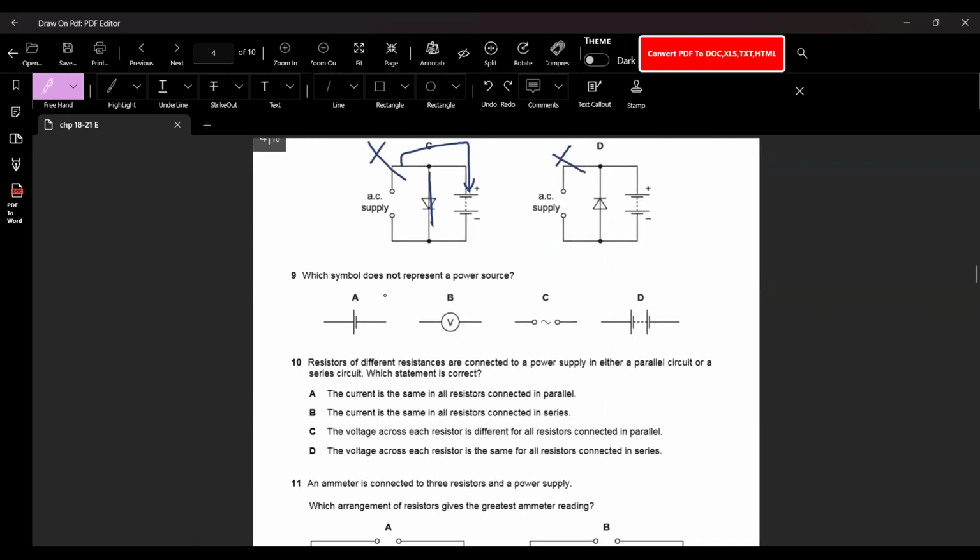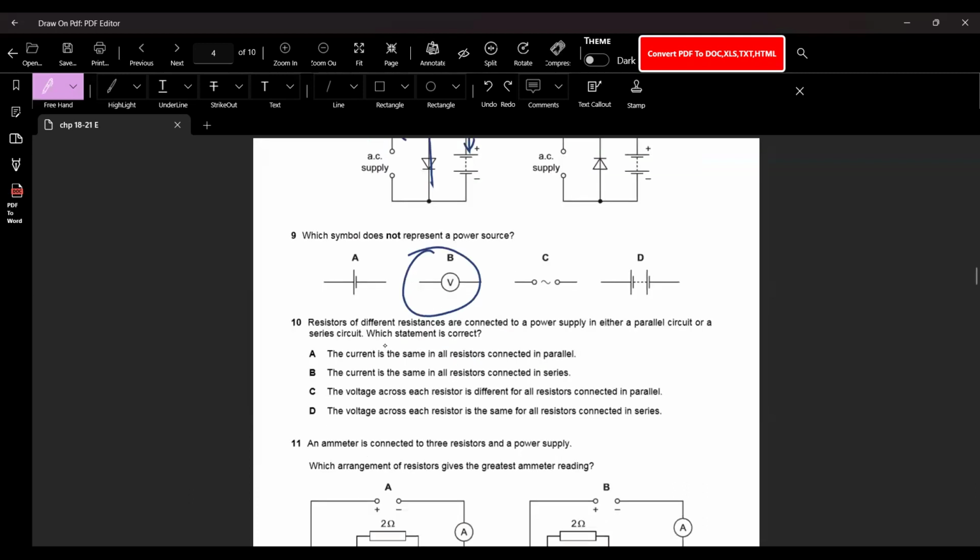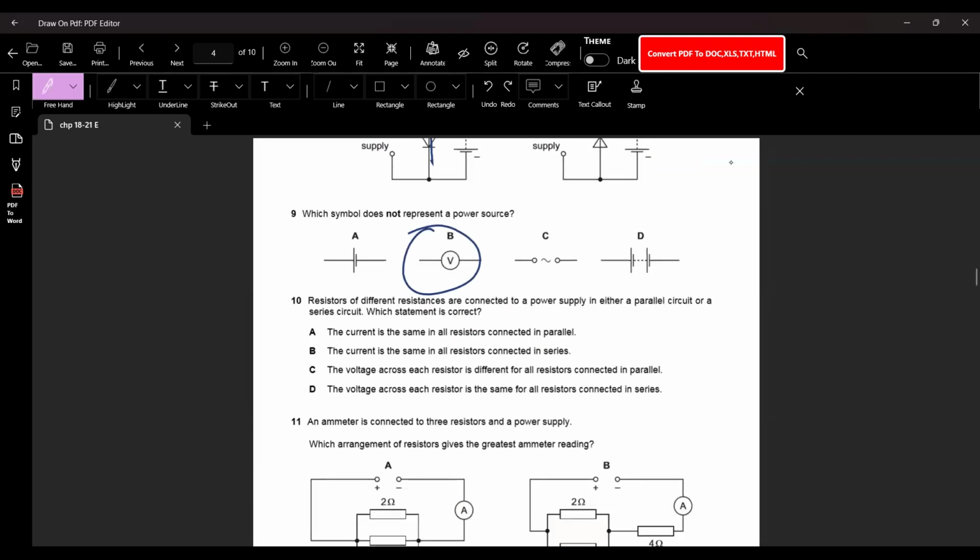Then, which of these does not represent a power source? There is only one option. Without a question, the voltmeter is not a power source. B? You said B. A, no? You said A. No, I heard that.